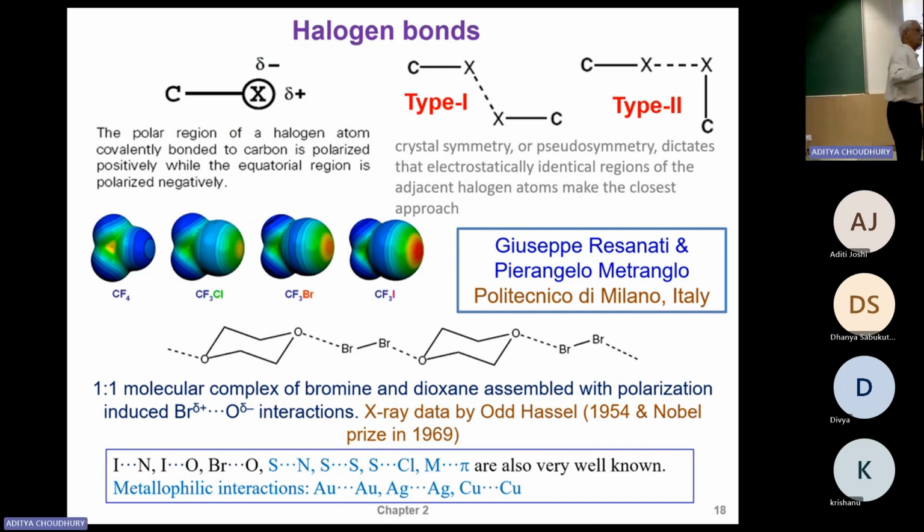Okay, so far we talked about relatively directional, stronger interactions. Now we are going to talk about a different type of interaction, which you might have heard of, I'm not very sure: halogen interaction. In general, it's called halogen bonds, like hydrogen bonds. Okay, what is a halogen bond?